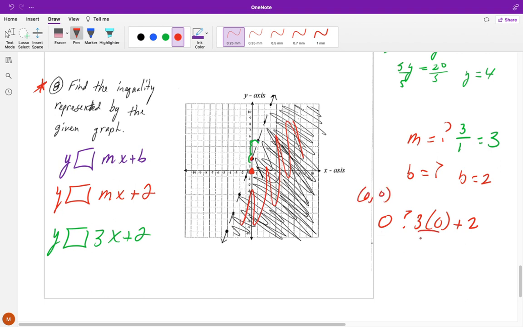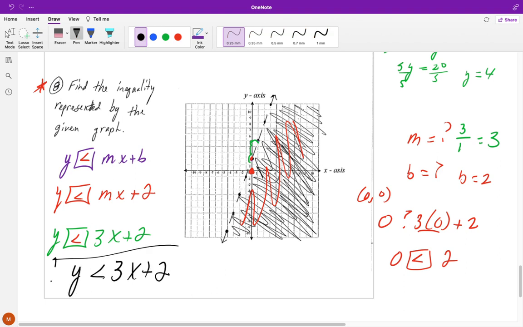Well, 3 times 0 is 0. So what is 0 to 2? Well, 0 is less than 2. So that means that this has to be less than. So our final answer is y is less than 3x plus 2. I know it's not equal to as well because it is a dotted line, or not solid.